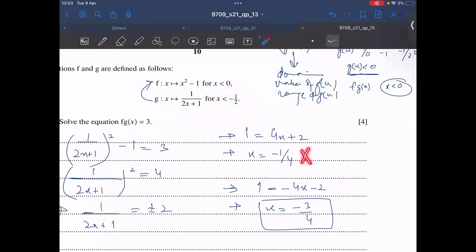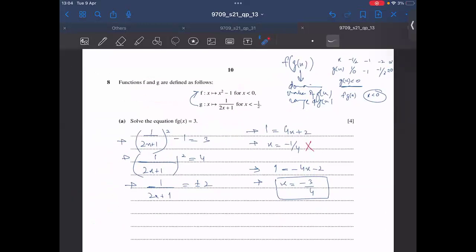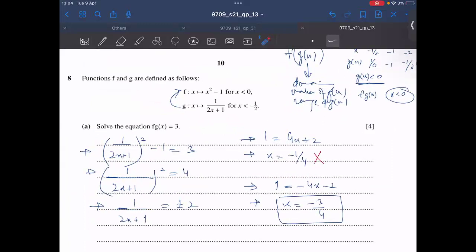Minus 1 over 4 does not lie in this domain, because we are substituting g of x into f of x. So we need to look at the values of x for which g of x is defined. g of x is defined for x less than minus half. So this value of x does not lie in the domain; only this value lies in the domain. So this is going to be our final answer to part A: the values are less than minus 1 by 2.